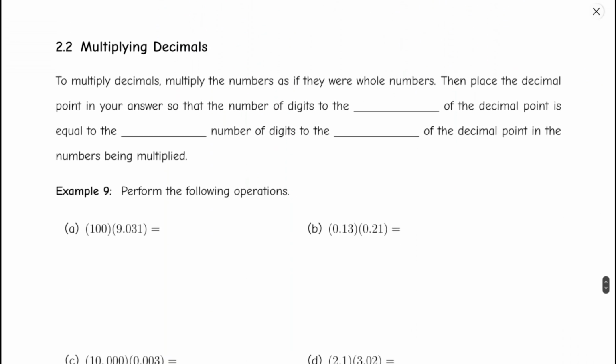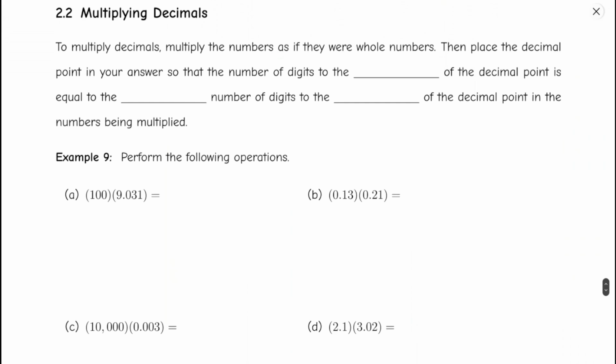2.2, multiplying decimals. To multiply decimals, multiply the numbers as if they were whole numbers, then place the decimal point in your answer so that the number of digits to the right of the decimal point is equal to the total number of digits to the right of the decimal point in the numbers being multiplied. So what does that mean?